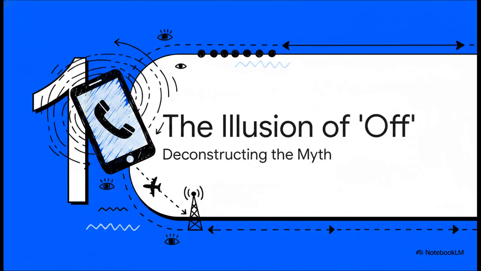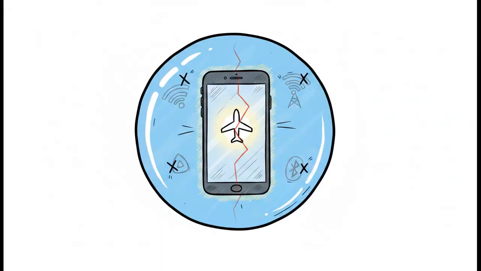So to really get what listening means in this context, we first have to break down the big myth around airplane mode. I kind of like to call it the illusion of off. I mean, think about it. You tap that icon and your expectation is a total shutdown, right? Cellular, Wi-Fi, Bluetooth, every radio signal in or out is just gone. You believe you've just created this little bubble of digital invisibility. And for years, that's what pretty much everyone thought was happening.